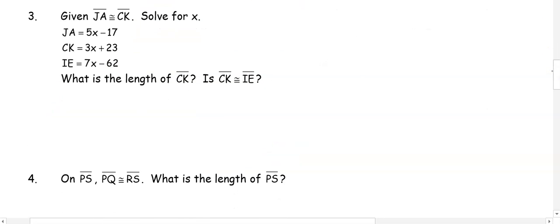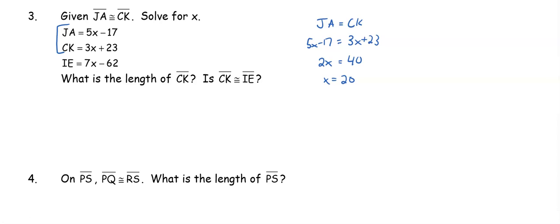In number 3, given JA is congruent to CK, solve for X. What is the length of CK? Is CK congruent to IE? So right now we are just operating under knowing that these two are congruent, JA and CK. So we're going to set those equal to each other because if they are congruent, they have the same length. So we know that 5x minus 17 has to equal 3x plus 23, and we can solve for x. So we get 2x is equal to 40. So x is 20.